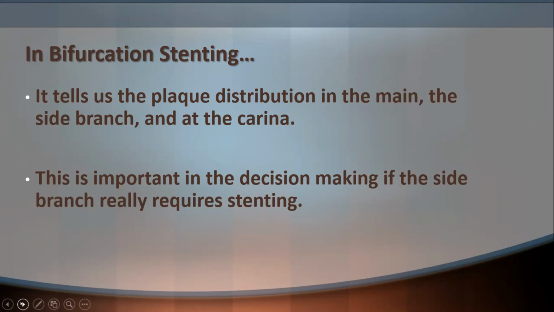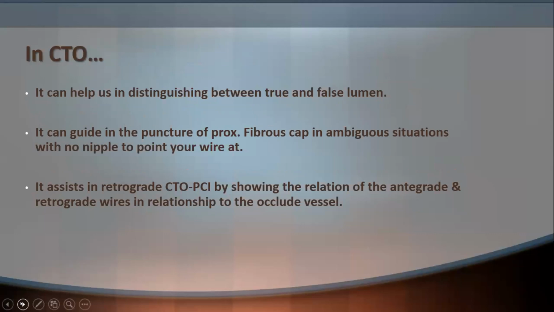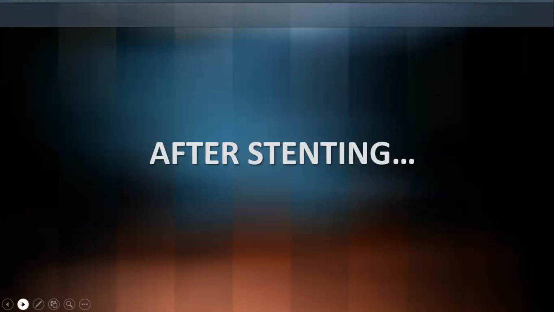So this is important in decision making if the side branch really requires stenting. In CTO, it helps us by distinguishing between the true and the false lumen. It can guide the puncture of the proximal fibrous cap, and it assists in a host of ways in retrograde CTO PCI, which I cannot address due to time constraints.